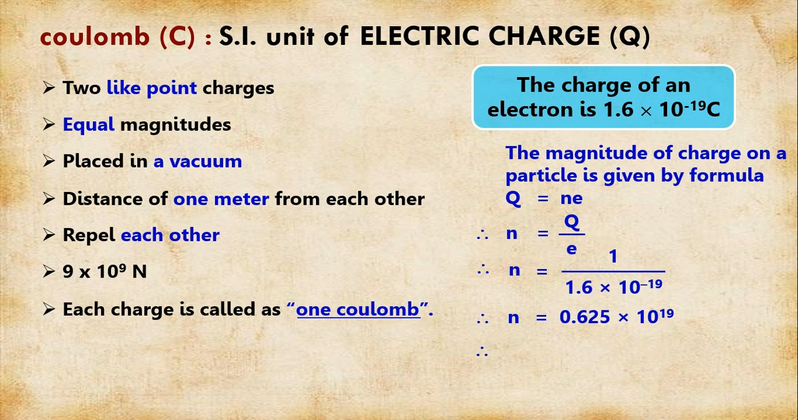So what is the value of N? That is a standard constant value. N is equal to 0.625 into 10 power 19, or 6.25 into 10 power 18. Both are the same. If you want to remove the decimal point, simply shift the point and reduce the power of 10 by 1. So the value of N is 6.25 into 10 power 18.